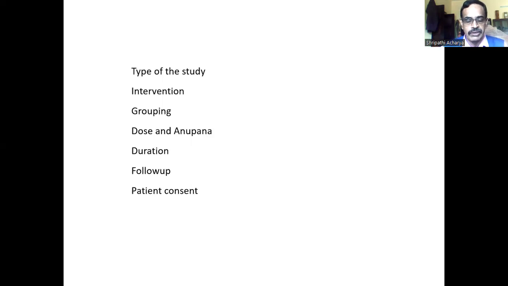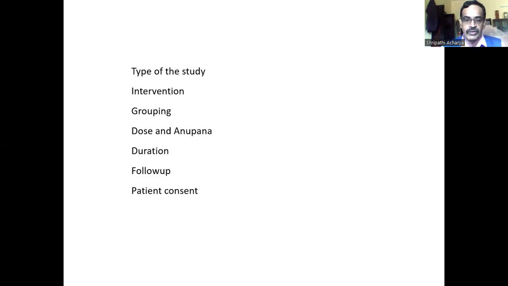Then, type of study. What type of study are you doing? Clinical effectiveness, randomized, single blind, case control study or control study. So, a randomized controlled clinical study. So, grouping. Suppose you are taking 40 patients, they are divided into two groups, Group A and Group B. Group A is usually given the test drug. Group B, the standard drug.